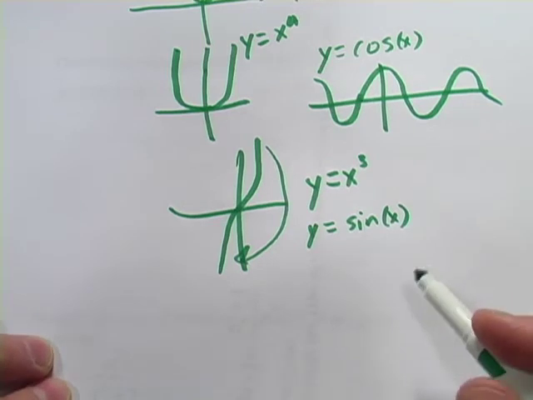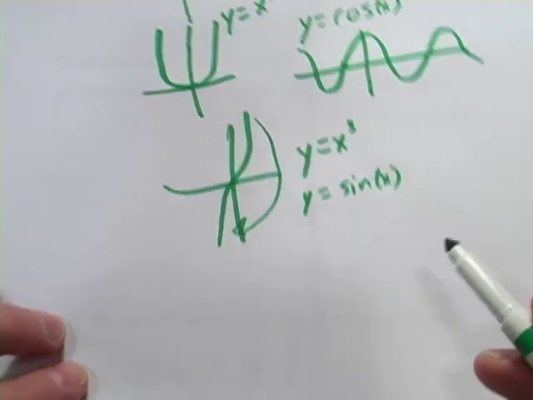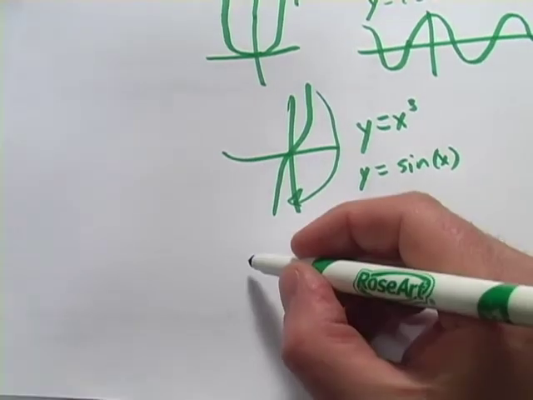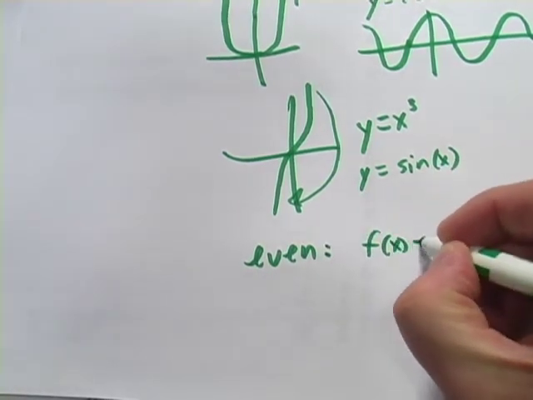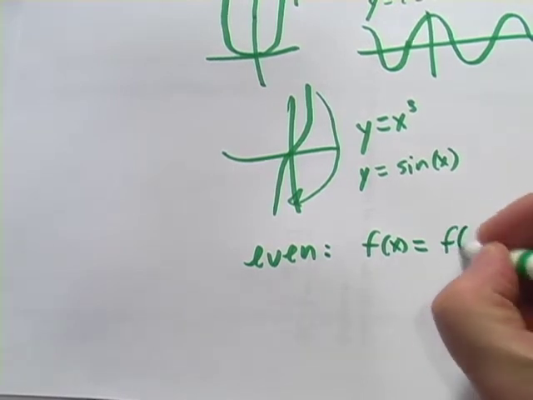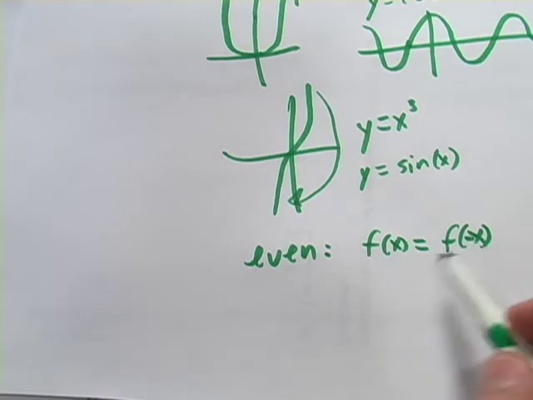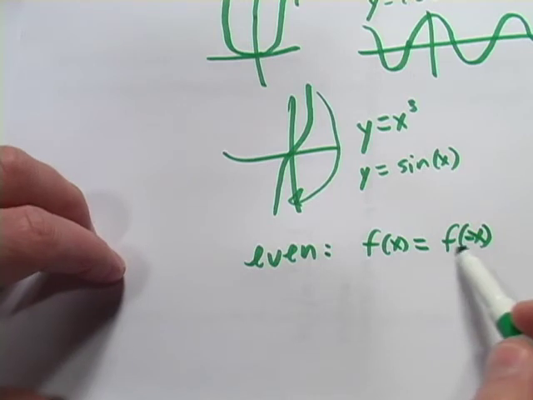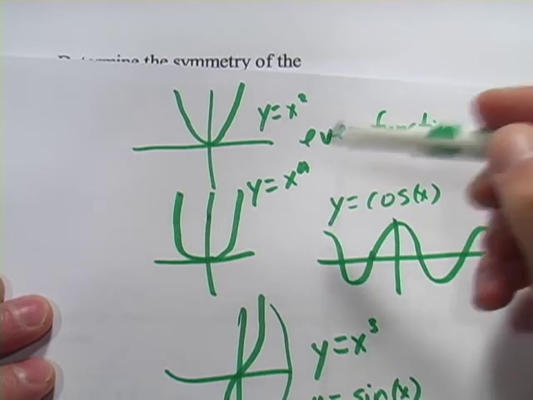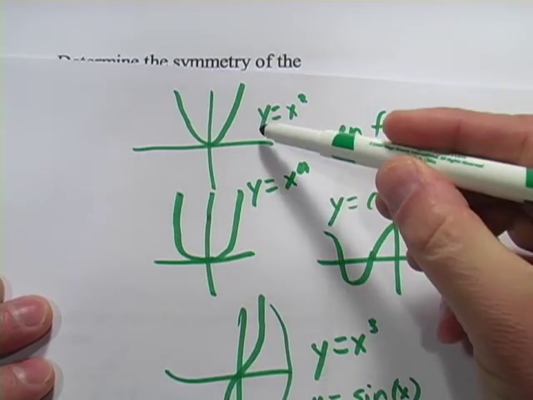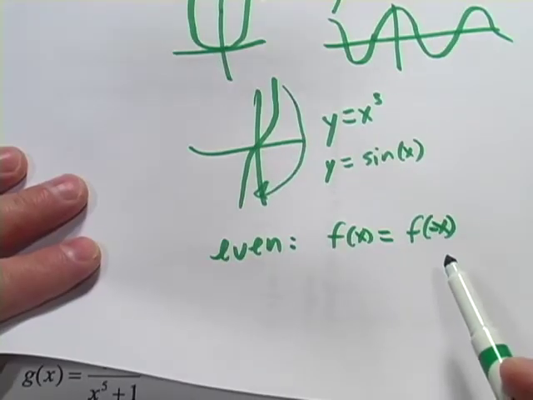There are a couple of tests we're going to use to determine whether a function is odd or even. A function can be odd, it can be even, or it can be neither. Many functions are neither. An even function has this property that the function equals the function of its negative x value. So f of x equals f of negative x. So if you look back at f of x equals x squared, if I put in a 2 for x, it equals 4. If I put in a negative 2 for x, it equals 4. So that satisfies this condition.